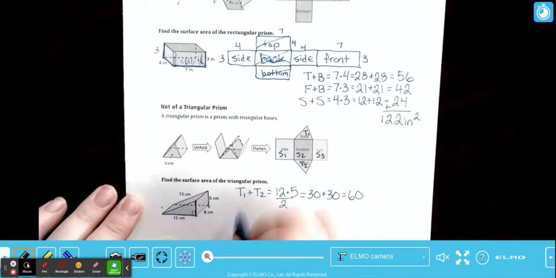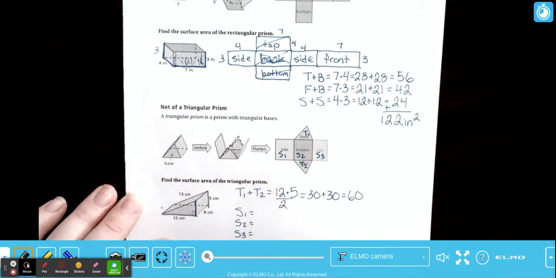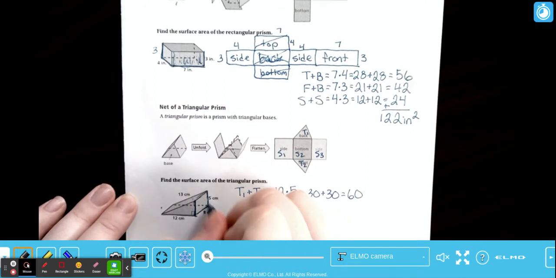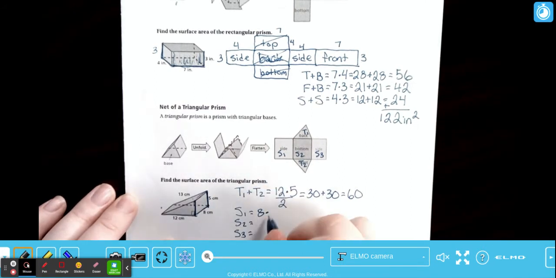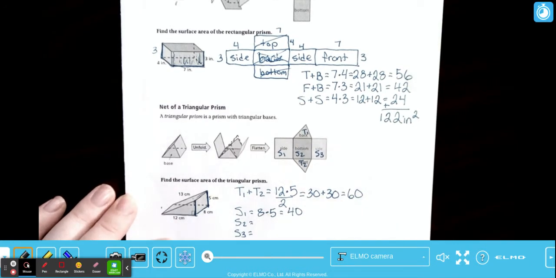Now I need to find side 1, side 2, and side 3. It doesn't really matter which one's which, just as long as we keep them separate. So let's start with this one over here. What's the base of this rectangle? Right here, 8 times the height of this rectangle, 5, which gives me what? 40.